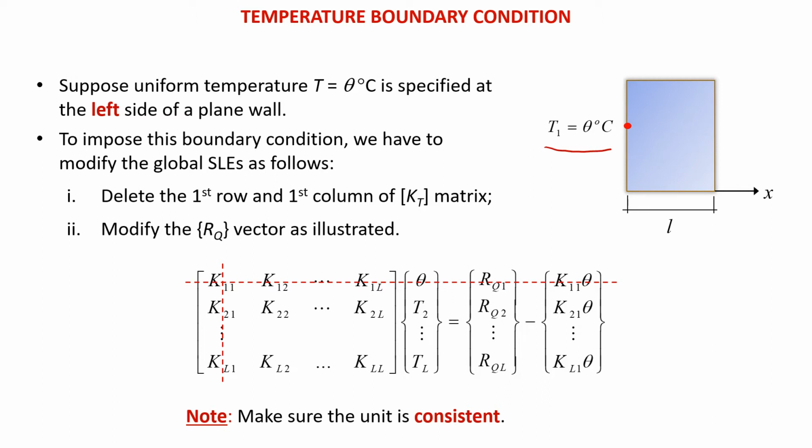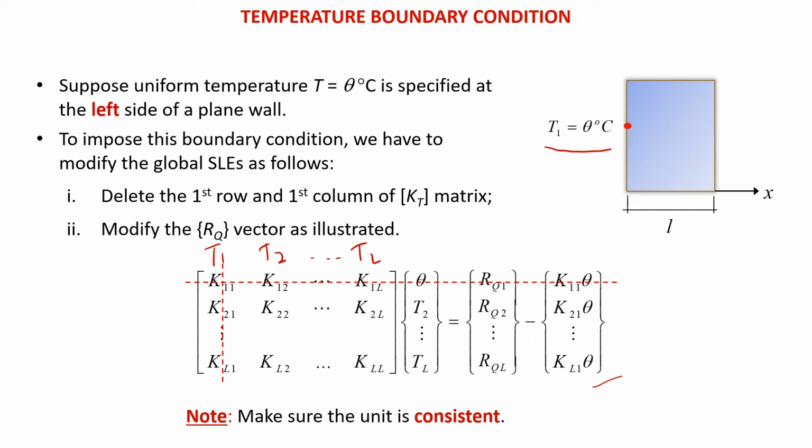To impose this boundary condition, we have to modify the global system linear equation as follows. Delete the first row and first column of the K matrix and modify the heat rate vector matrix as illustrated in the figure below. This is because, as discussed in the previous chapters, the first row and column correspond to the first unknown. For example, in this case, the first unknown is T1. The second row and second column correspond to T2, until the last row and column correspond to TL.